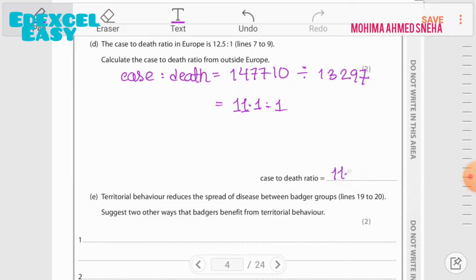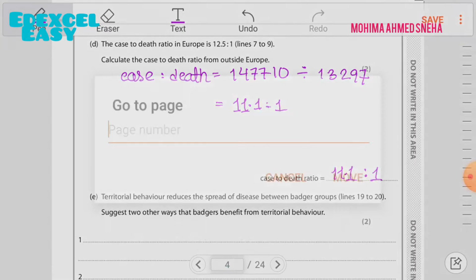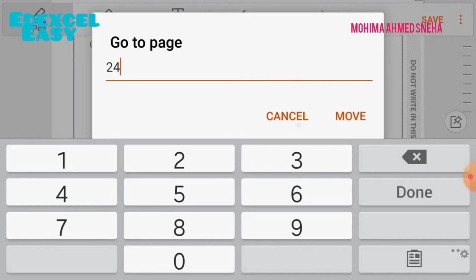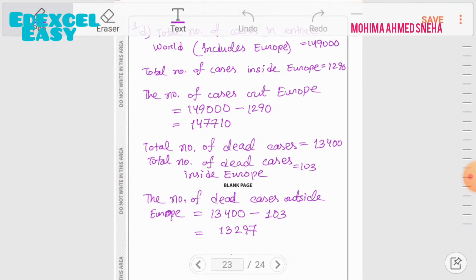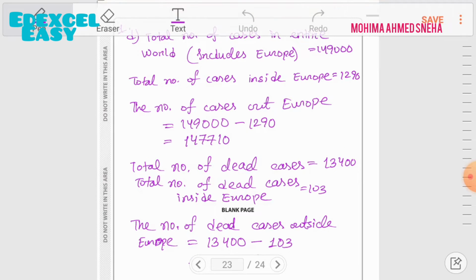So this is 11.1:1. And if you want to see the working, let me go back to that page again and zoom out. So this is the working for the part D. I hope part D was clear. Moving to part E.